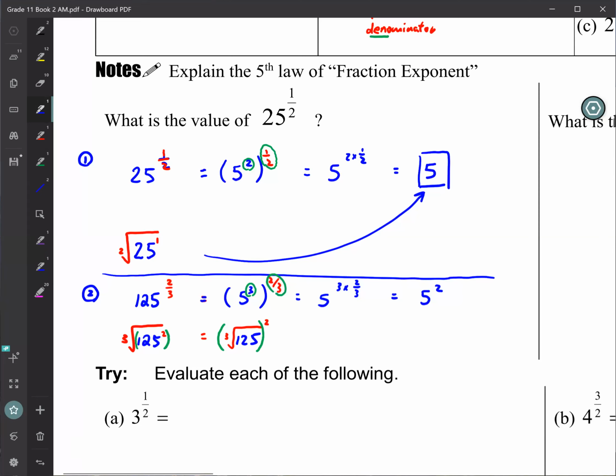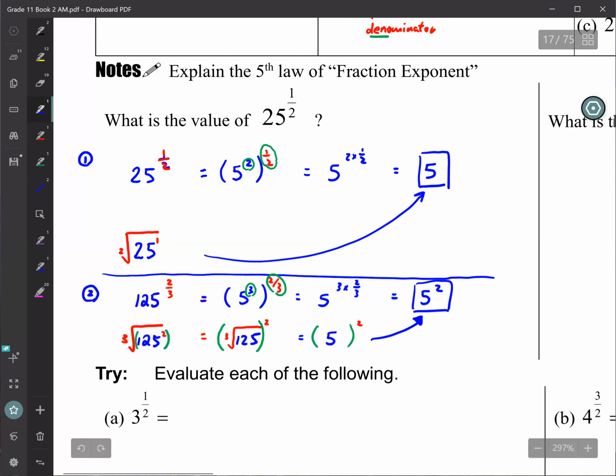4 or 2. Huh? Wait, then isn't it just 5? 5, yeah. Okay, so it'll be 5 on the inside, and then outside you still have a square. Right? So it's the same as what we got at the end.